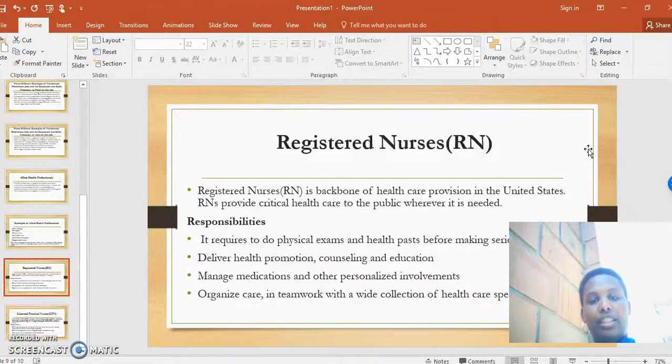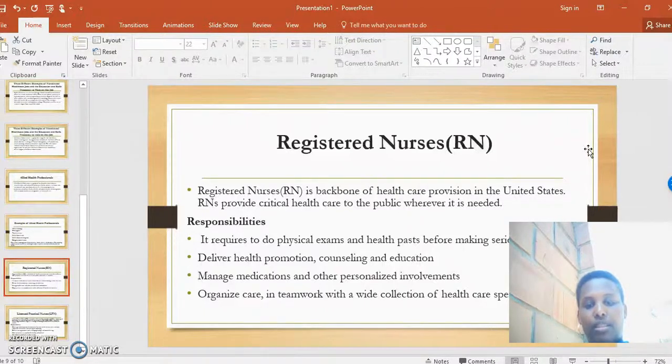The registered nurse performs physical exams and health tests before making serious decisions. Also delivers health promotion, counseling, and education. Next, manages medication and other personalized interventions. The last responsibility is organized care in teamwork or group work with a wide collection of healthcare specialists.